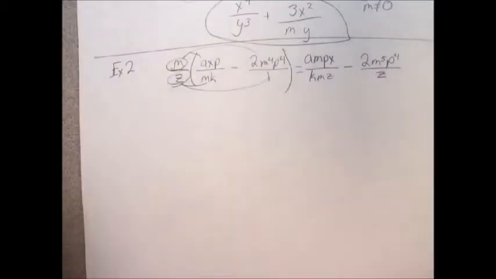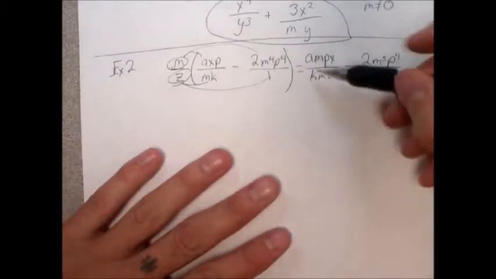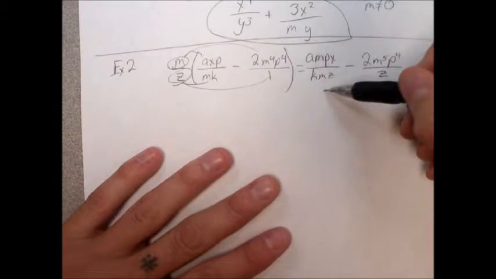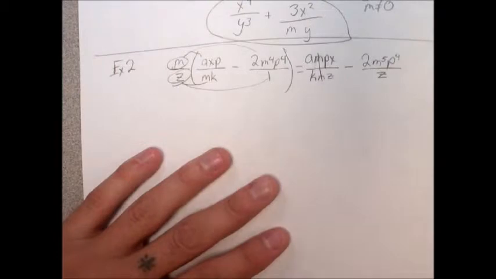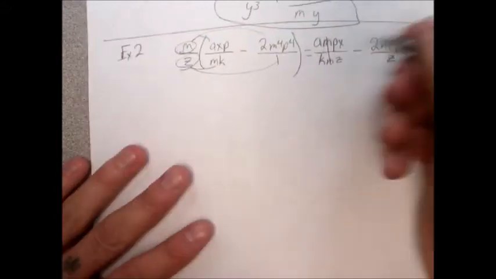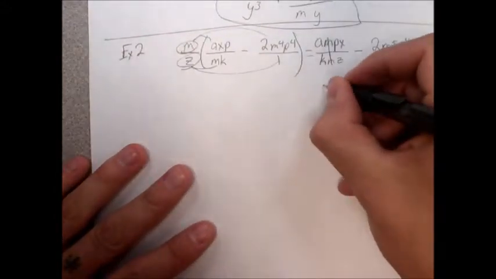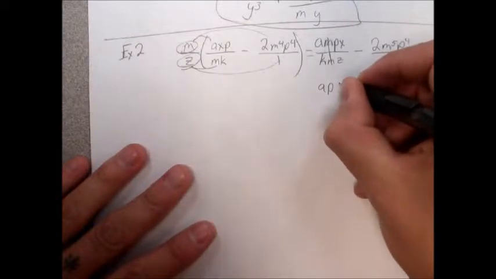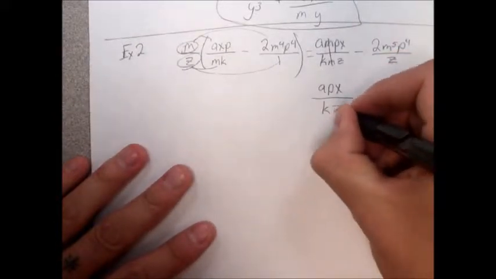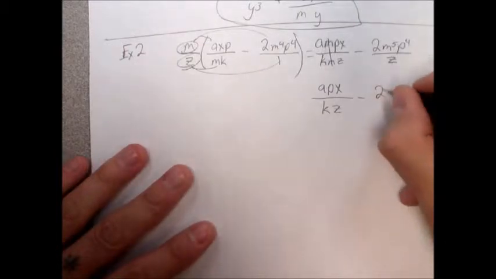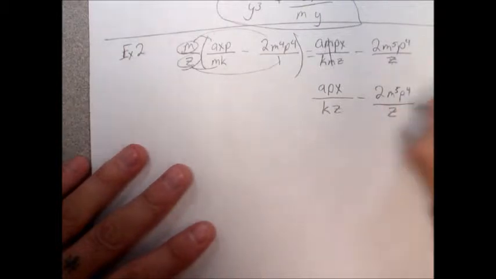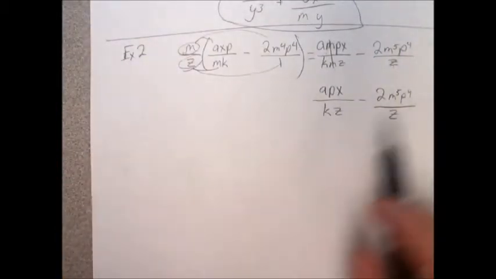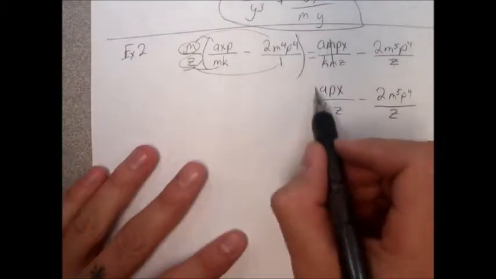And again, I'm going to look at these and ask, is there anything that I can simplify? Is there anything that these two have in common? M, right? And since they're both just m to the first, they'll just end up turning into a big 1. So that one's gone. Can I simplify anything here? No. So I'll just rewrite it with my stuff that I simplified gone. So I have A, P, X over K, Z subtracted from 2m to the fifth, P to the fourth over Z. I guess I should have said subtract from it. And that would be your final answer.